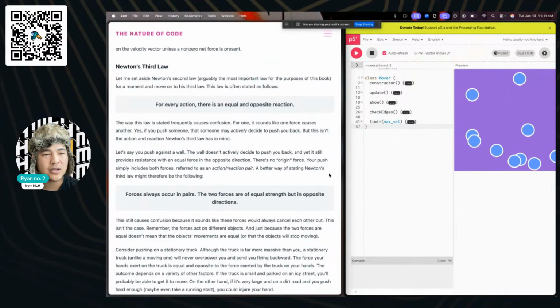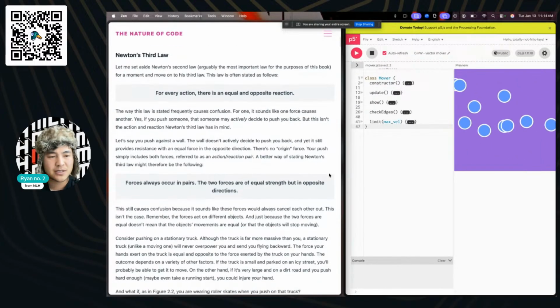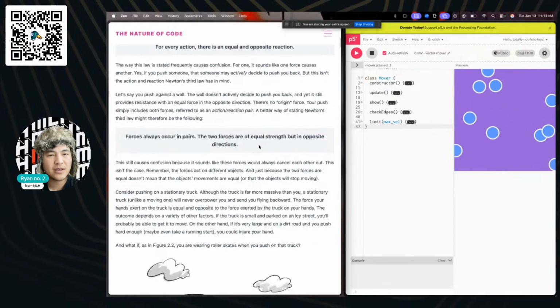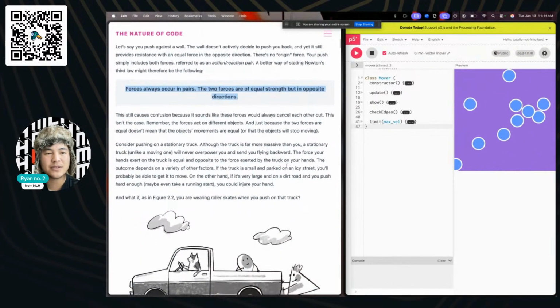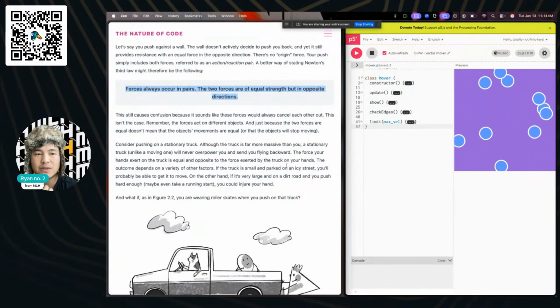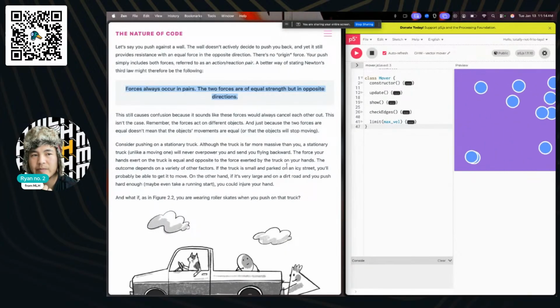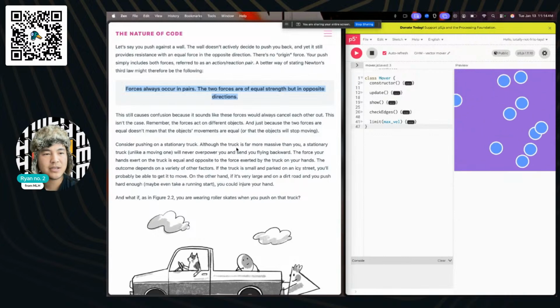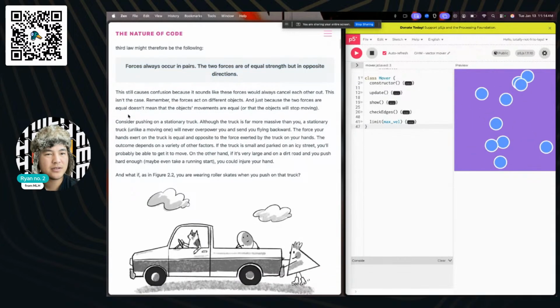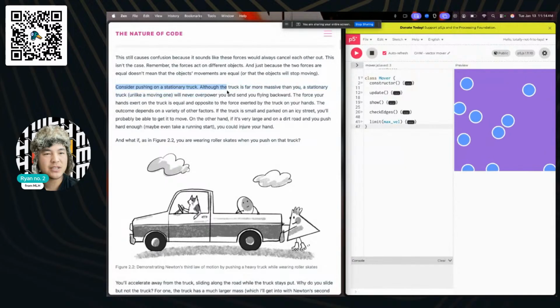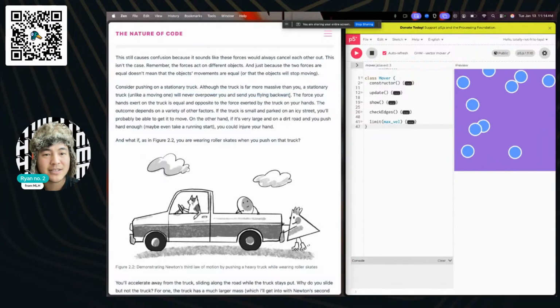Newton's third law: for every action, there's an equal and opposite reaction. Another way to restate it: forces always occur in pairs. Two forces are of equal strength but in opposite directions. In other words, there's an action and a reaction. So if we are pushing a stationary truck and the truck is bigger than us, it will never overpower us. A stationary object will never overpower us and send us flying backwards.